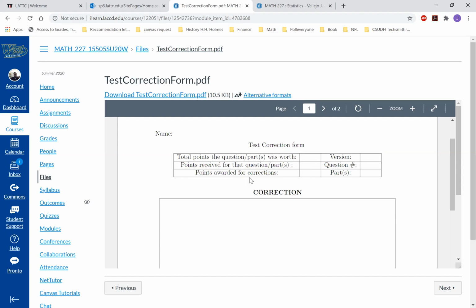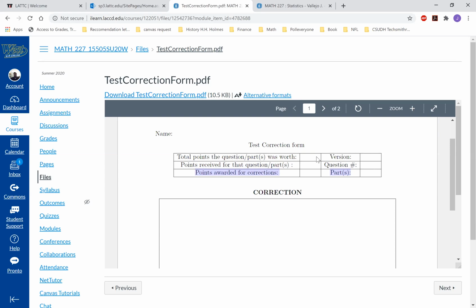And then right here where it says points awarded for correction, it should be blank. I'm actually going to fill this out for you. So leave this blank. Right here where it says question number, you put the question number. So you put number 35, number 30, and so on and so forth. For parts, you would put nothing because there are no parts to these questions, so this last line should be left blank. And also for version, leave this blank because there's no different version. All right. So that's it.